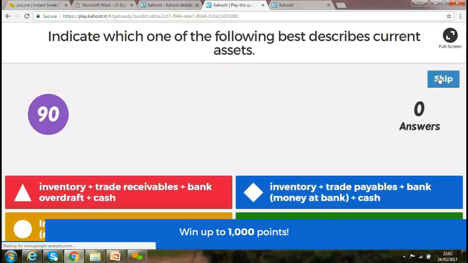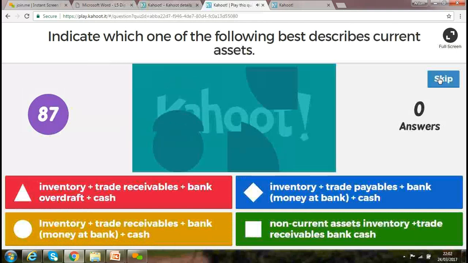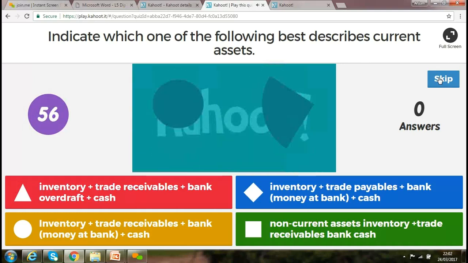Yeah. Okay. Next, indicate which one of the following best describes the current asset. For the current asset, we discuss current asset. Receivable, bank, cash. Inventory, receivable, payable, bank, money, non-current asset, inventory. Look, current asset, not non-current asset.